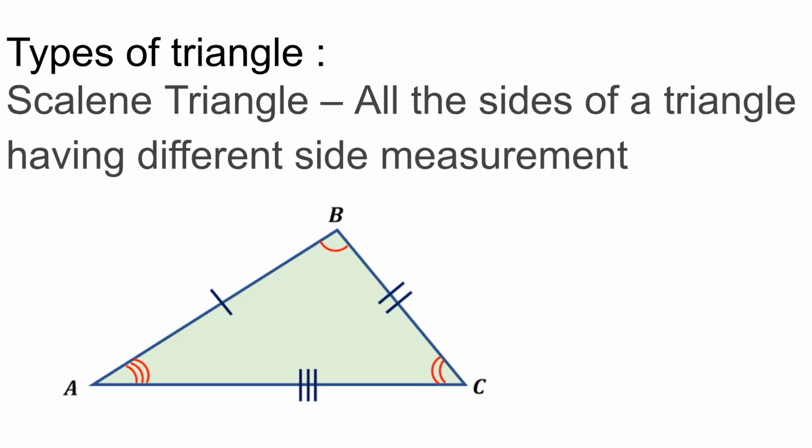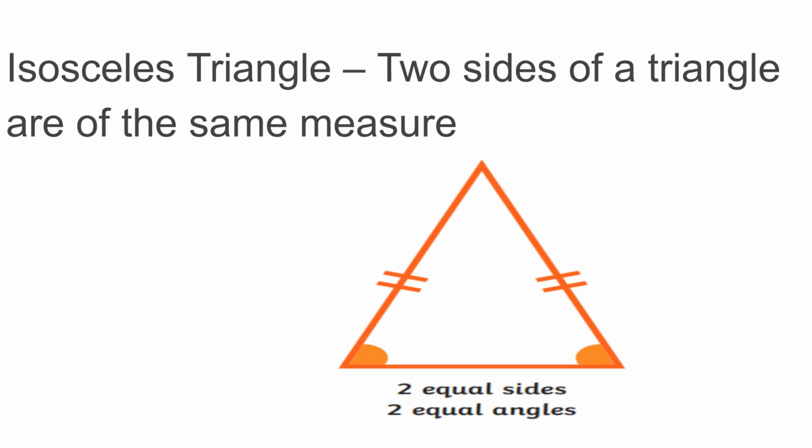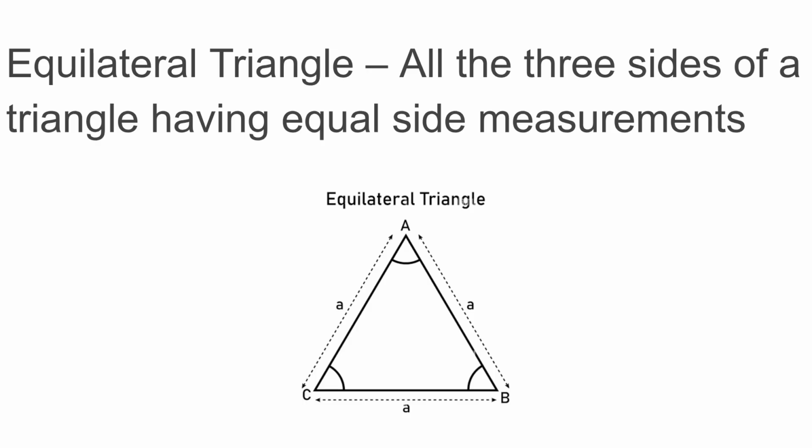Types of triangle. Scalene triangle: all the sides of the triangle have different measurements. Isosceles triangle: 2 sides of the triangle are of the same measure. Equilateral triangle: all the 3 sides of the triangle have equal measurements.